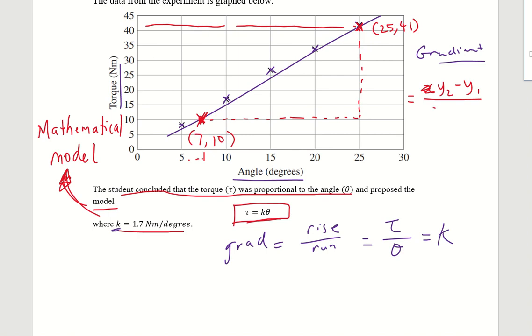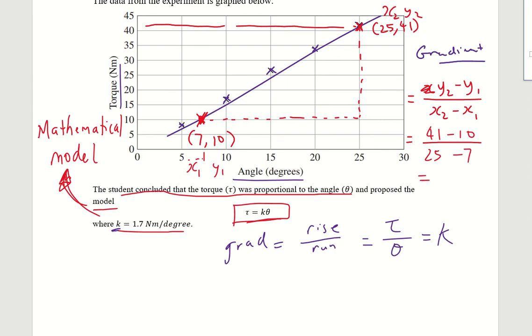y2, y1 over x2, x1. So you can be x1, you can be y1, you can be x2, you can be y2. Okay, so y2, 41 minus 10, x2, 25 minus 7.